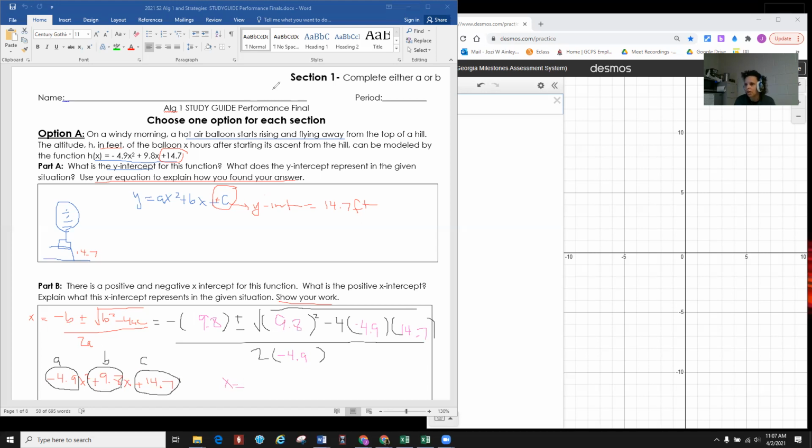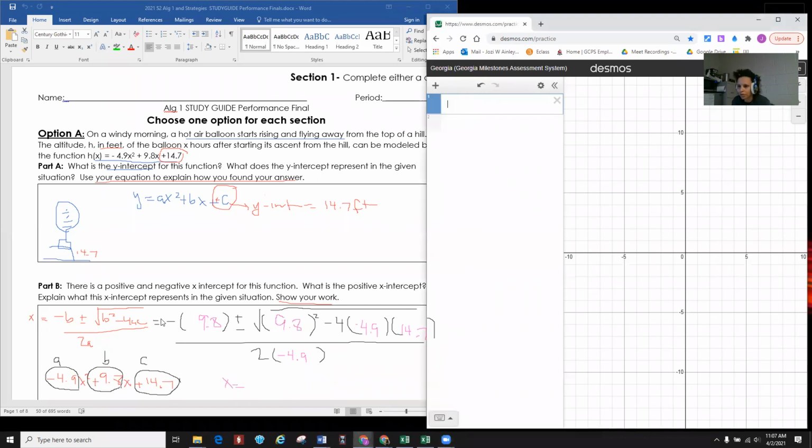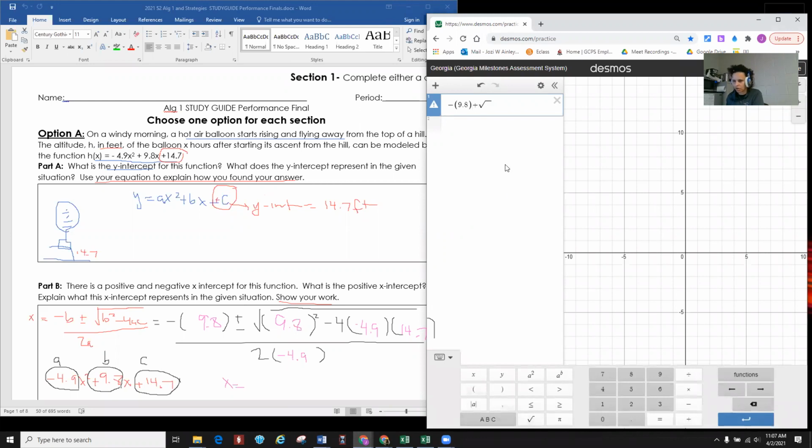So x equals, and you're going to use the calculator to do that. We're going to type in exactly what I see all the way across. So negative, parentheses, 9.8. We're going to first do plus, because you can't do both at the same time. The square root of parentheses 9.8 squared, minus 4, parentheses, negative 4.9, parentheses, 14.7. All right, you get 9.8.